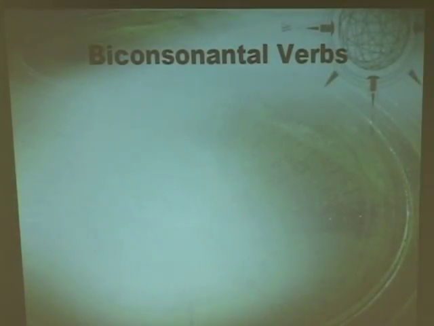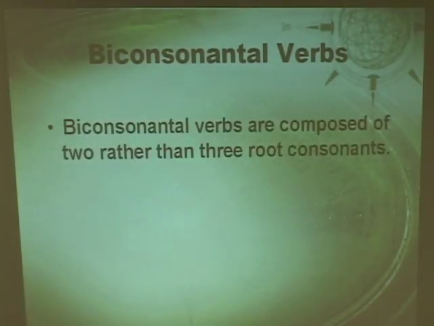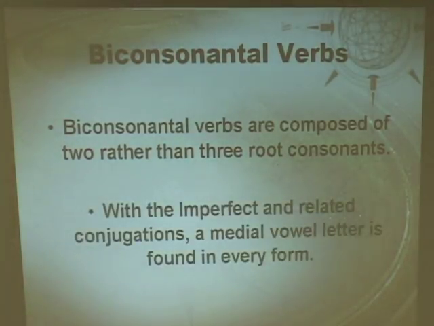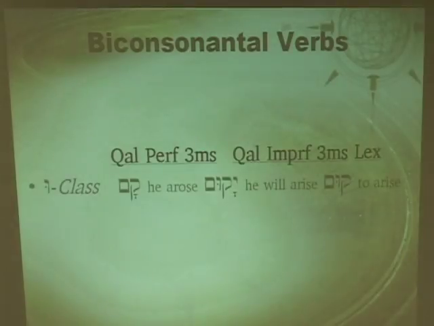Biconsonantal verbs, these are a little bit easier because they're easier to recognize. They're the ones that contain only 2 letters, although they retain their lexical second vav or yod in the conjugation, so that might be confusing or might be helpful for some. With the imperfect and related conjugations, a medial vowel letter is found in every form, so that is very close to a lexical form of that verb, and is easier to find in the dictionary.